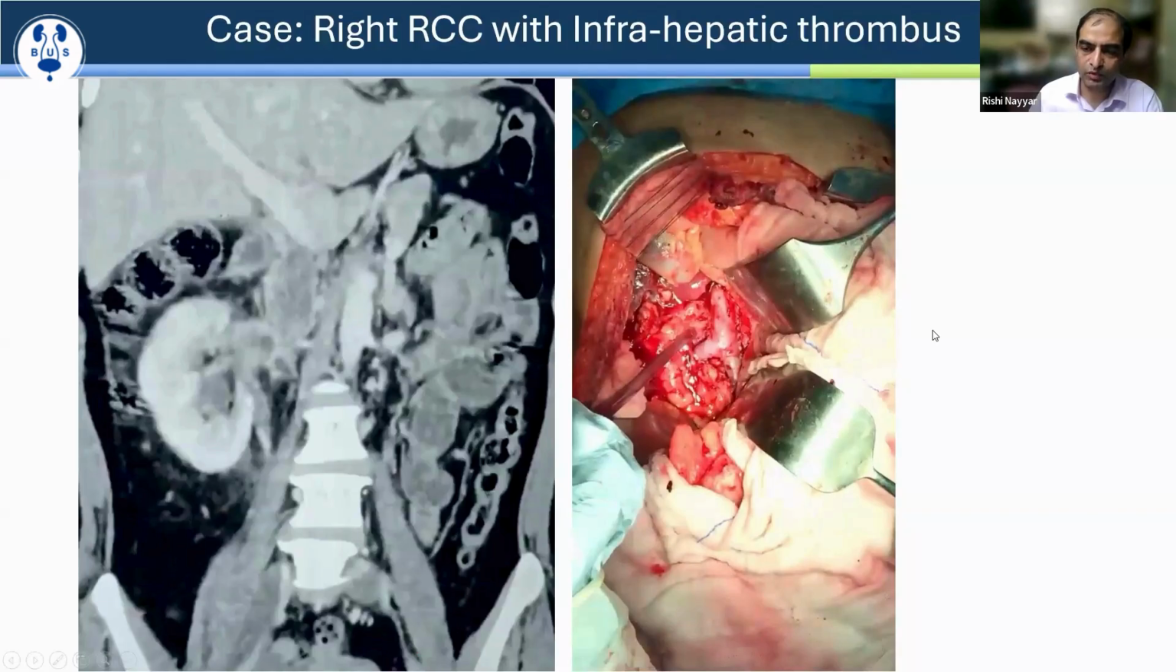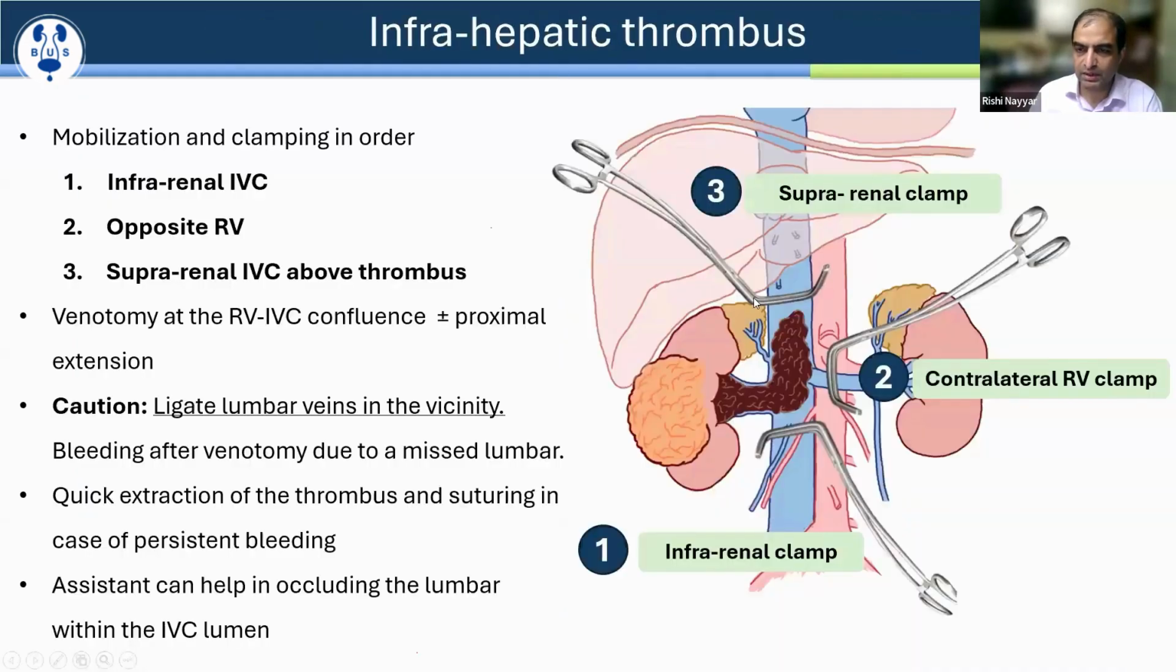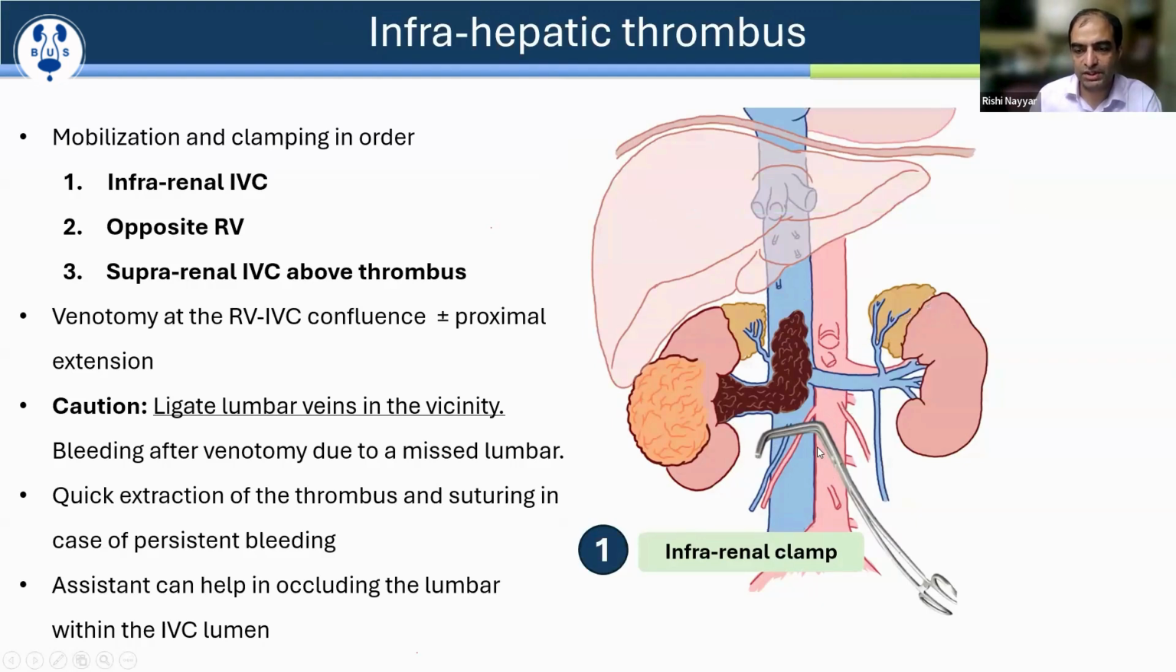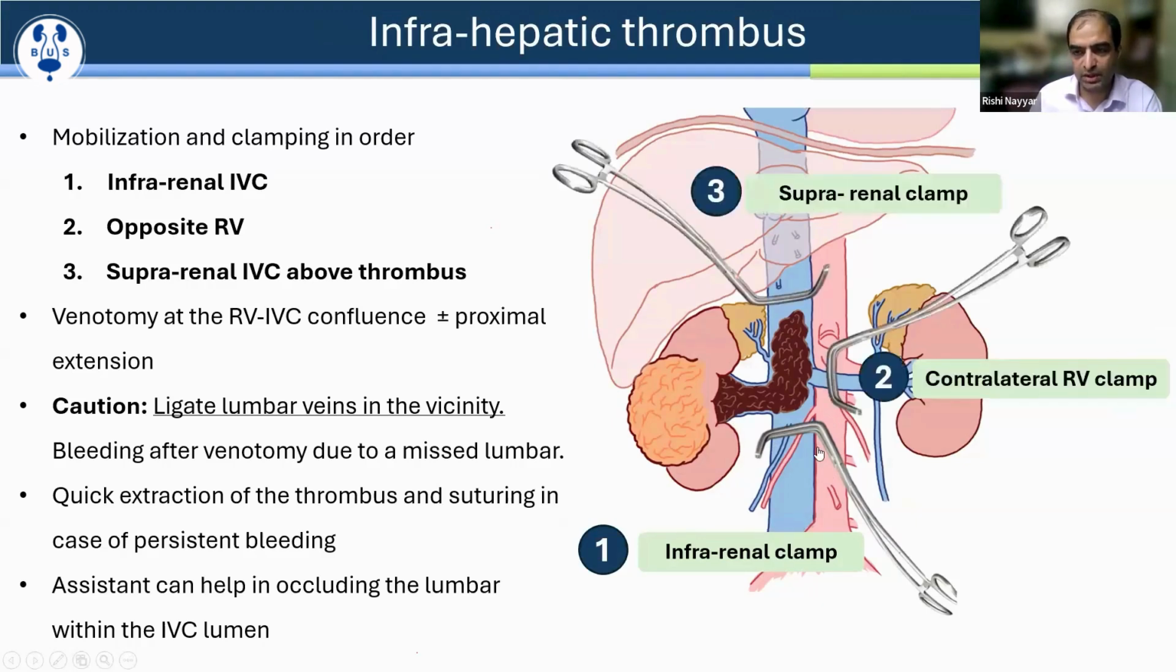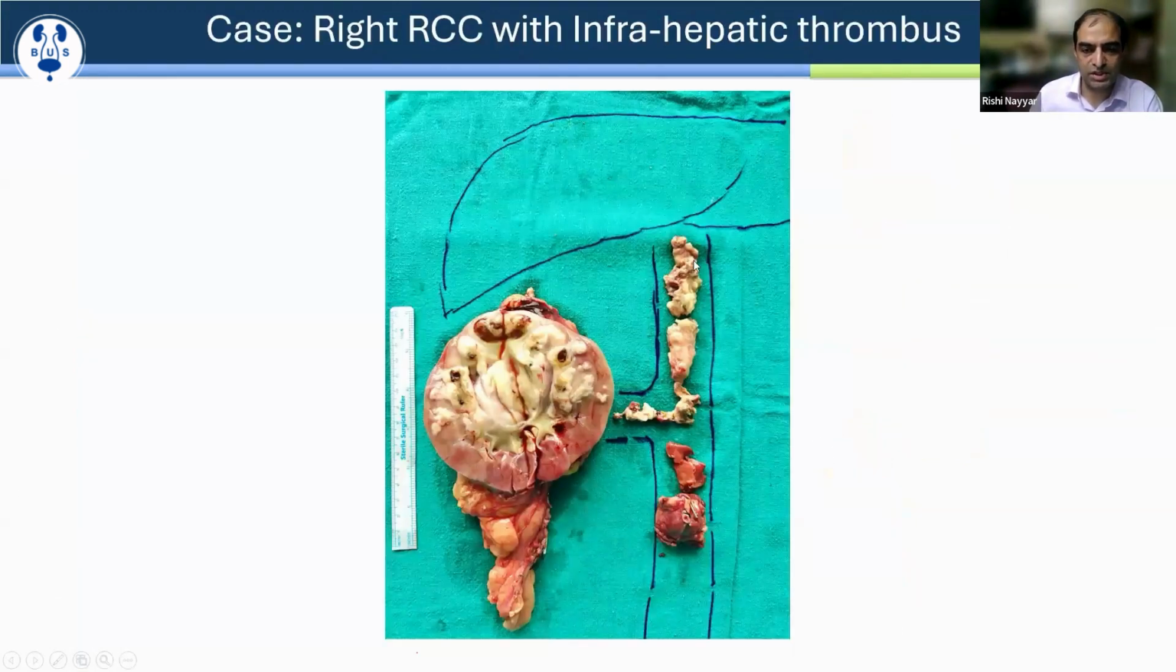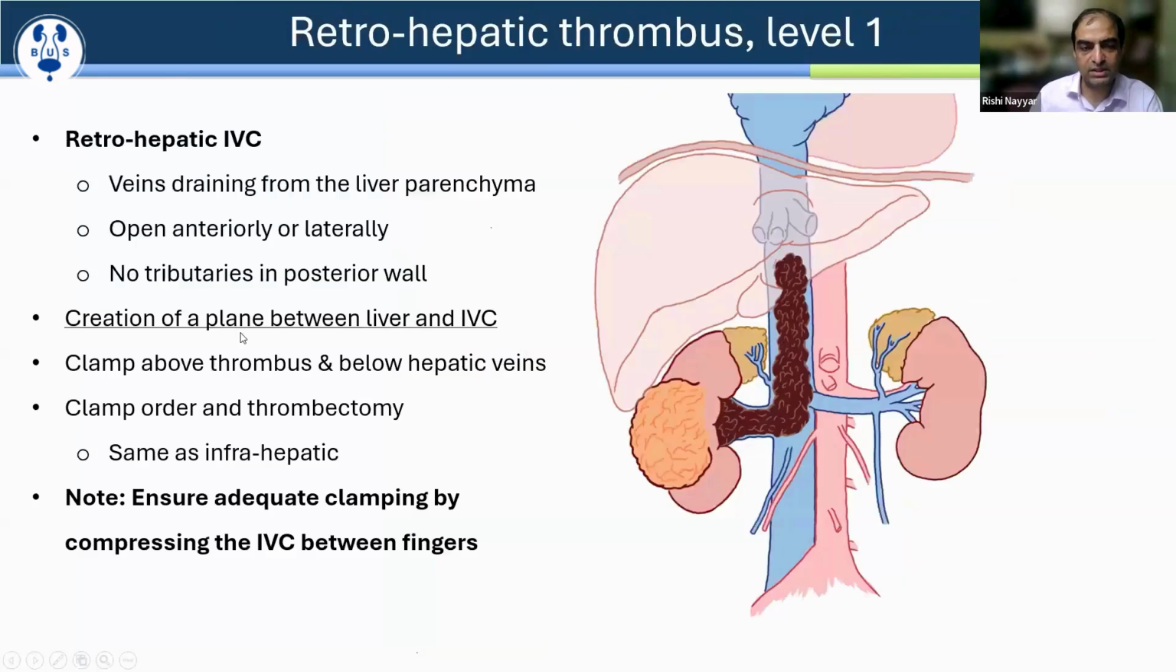So first you will remove the distalmost, the highermost clamp, so that the blood starts draining. Then you will remove this number 2 clamp of the opposite renal vein, and then you will remove the inferiormost, which was applied first. So this sequence should remain the same in all cases. So this was the final specimen in this particular case.